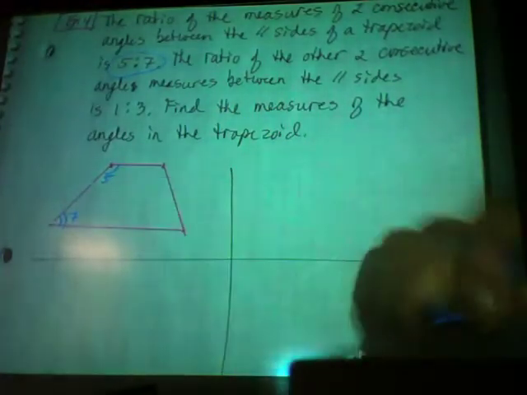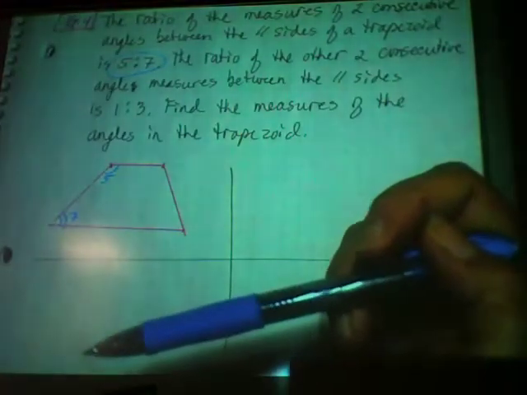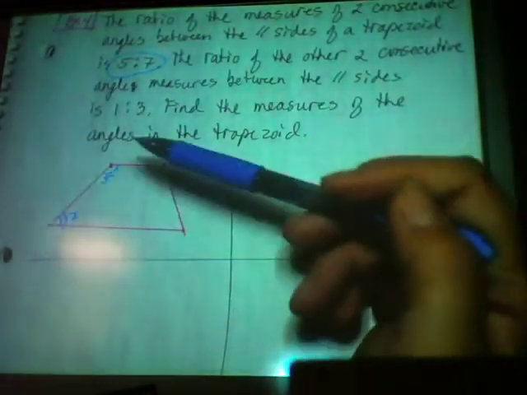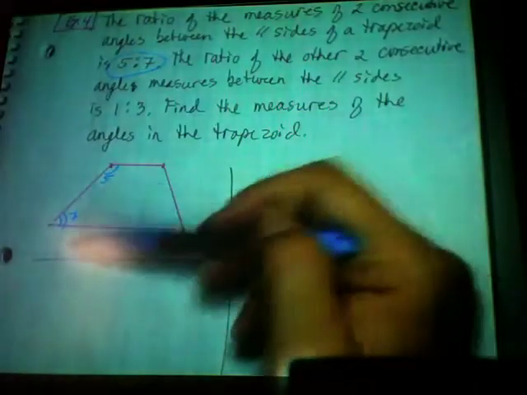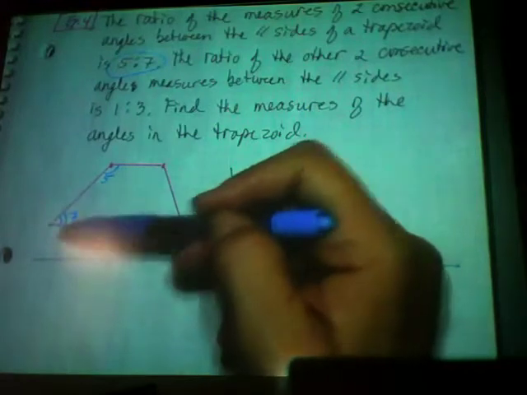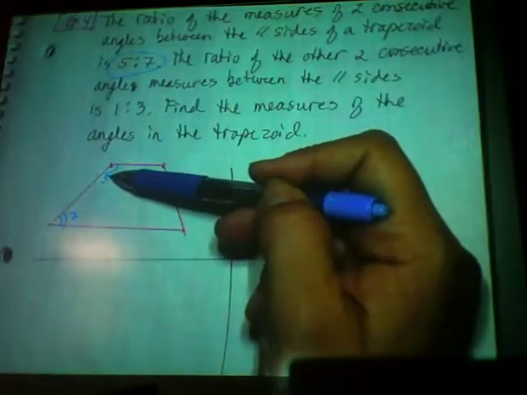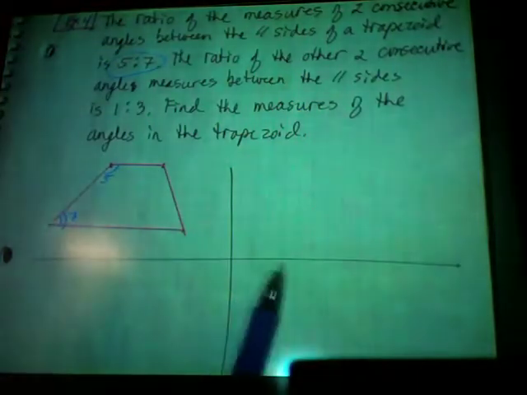What's 5 plus 7? 12. Is that 180? No. So then you could guess and check your way to it, but you have to always stay in this ratio of 5 to 7. So I have to go in multiples of 5 for this one all the time, and I have to go in multiples of 7. So my next choice would be 5 plus 5, which is 10, 7 plus 7, which is 14.